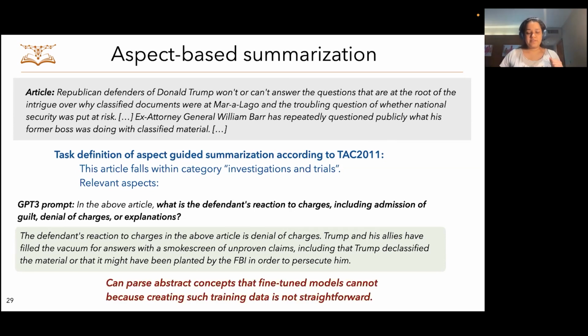So what we found here is that the GPT-3 model was able to parse these abstract concepts such as defendant related to Donald Trump and answer the questions based on that. So this was quite promising. I don't have examples of this on the slide, and you can check it out in the paper, but the prior model that we tried for this same task, not prompting, did not basically work.